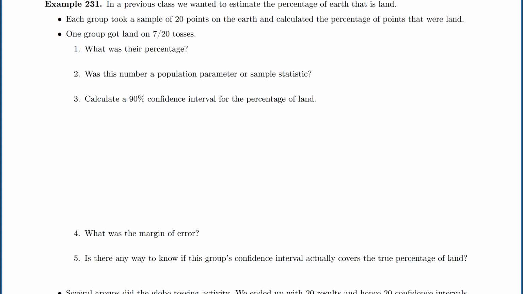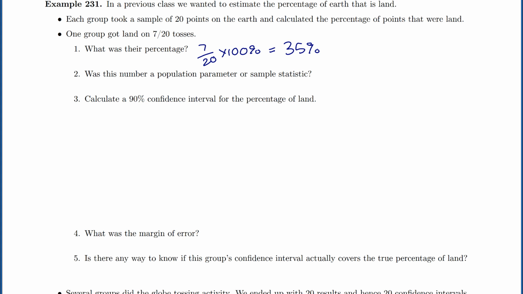Okay, in our next example, this happened in a previous class I did where we wanted to estimate the percentage of Earth that is land. Every group took a sample of 20 points on Earth and calculated the percentage of points that were land. One group got land on 7 out of 20 tosses. So what was their percentage? Their percentage was 7 out of 20 times 100%, which gave them 35%.